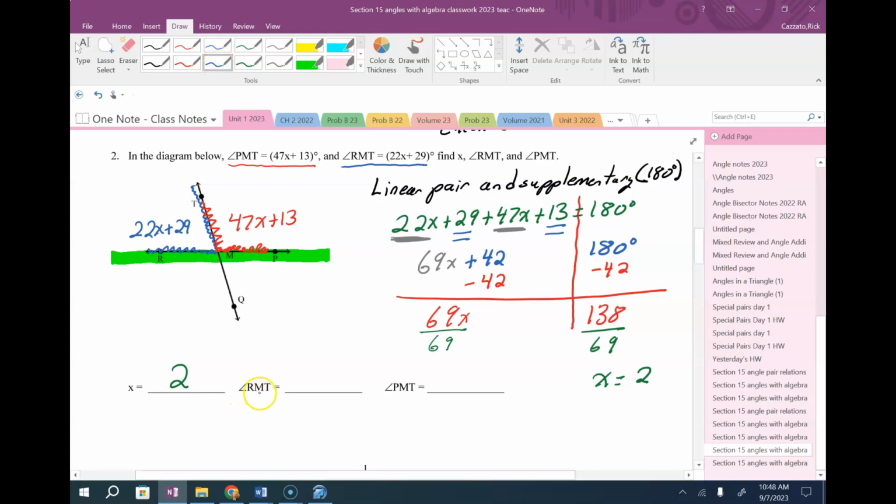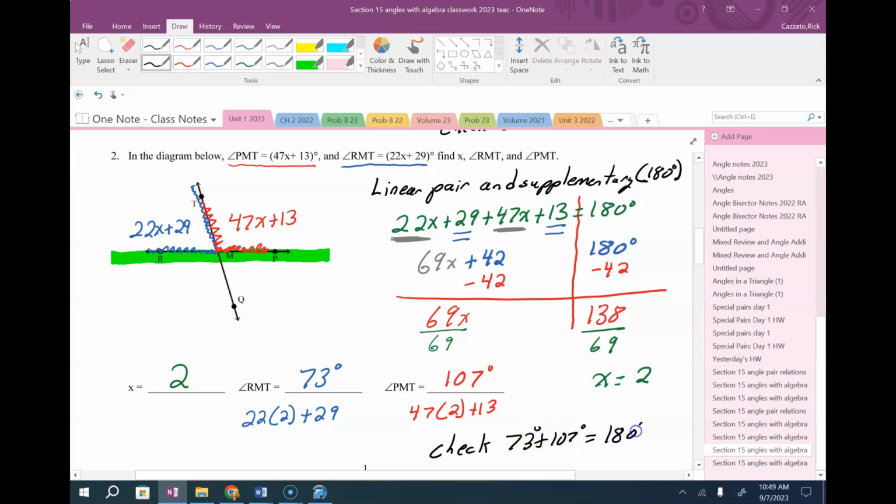To find angle RMT, that's the blue angle, so I'll say 22 times 2 plus 29. Again, I'm using a calculator. When I do that, I get 73 degrees. PMT is the red angle, so 47 times 2 plus 13. I get 107 degrees. And to check it, since this is a linear pair, 73 plus 107, when I add those up, I do get 180, so that is correct.